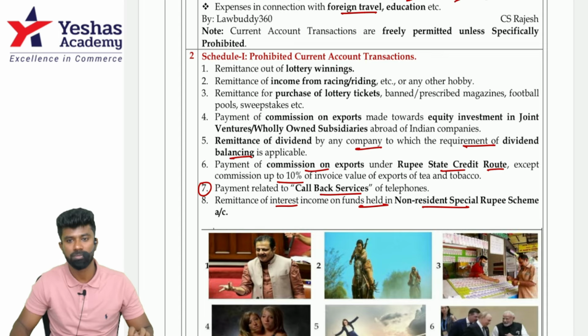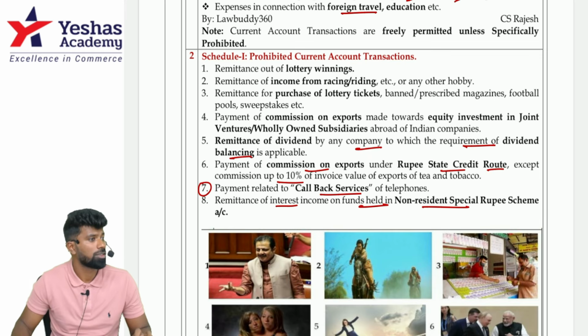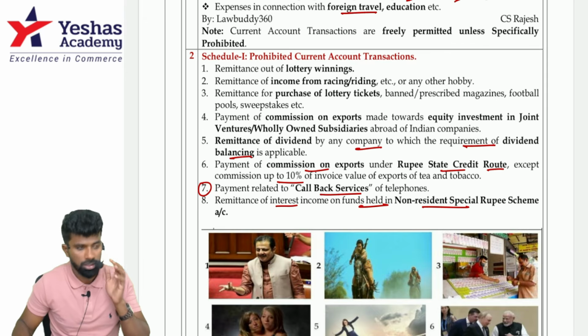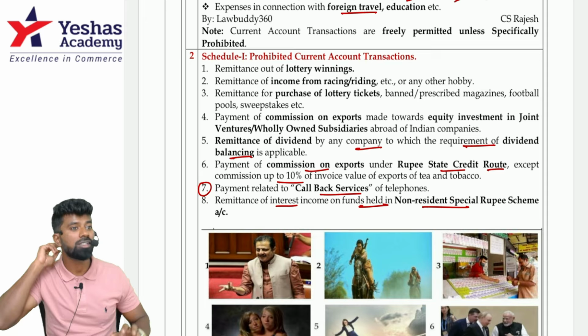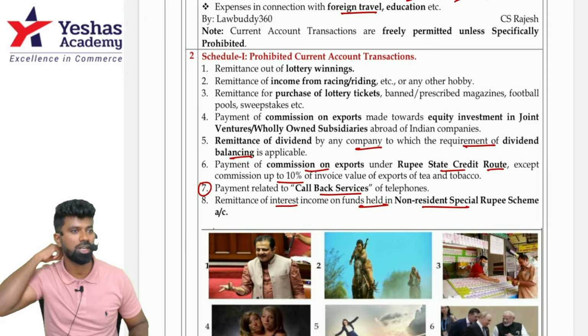Under which schedule? Under which act? Under the current account transactions rules. Are you guys clear with this? There are how many transactions? 8 transactions. How many transactions? 8.